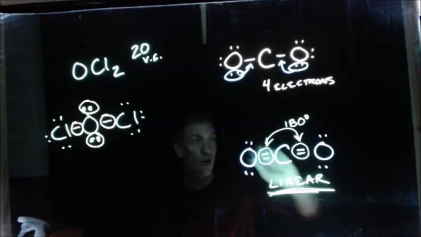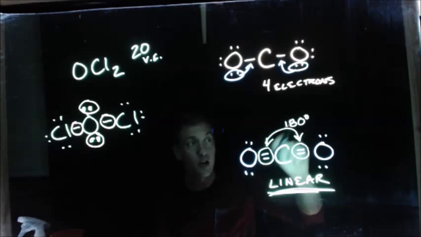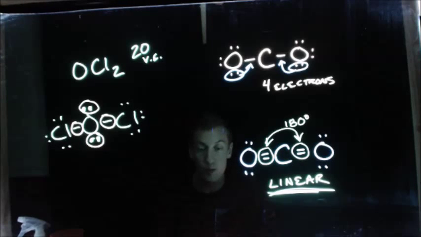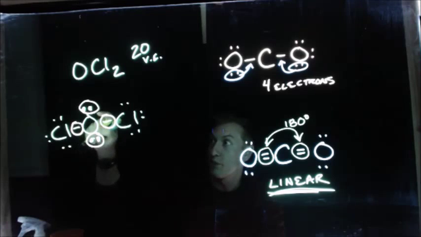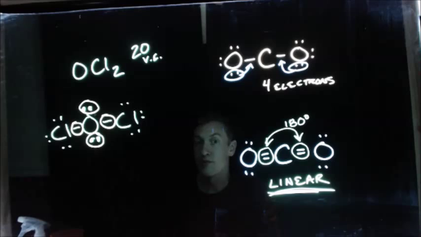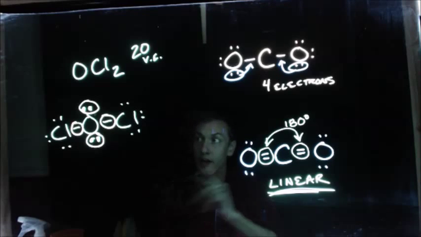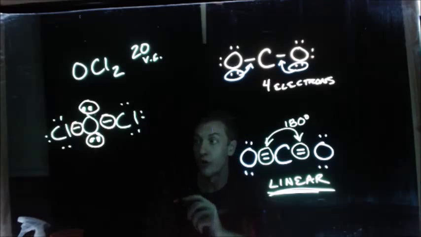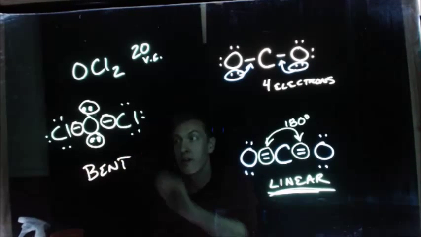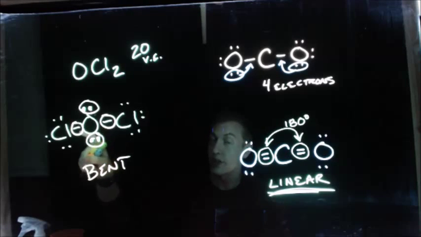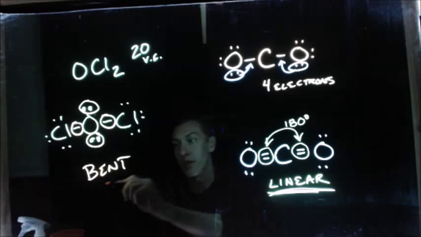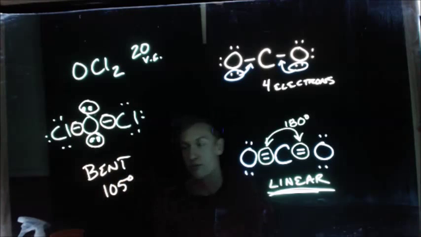Here, you have all the room in the world to move because there are no lone pairs around the carbon. In this molecule, you don't have all the room to move because the lone pairs are going to repel the bonds. And so, when you have 2 bonds and 2 lone pairs, that gives you a molecular geometry of bent. And the angle in 3 dimensions between these chlorine bonds is going to be 105 degrees, give or take.